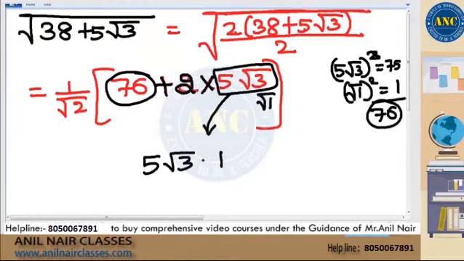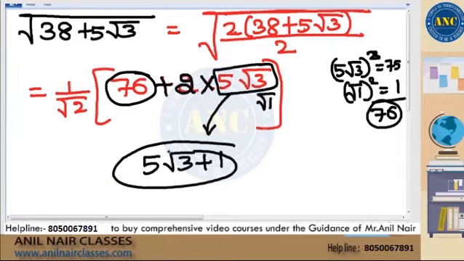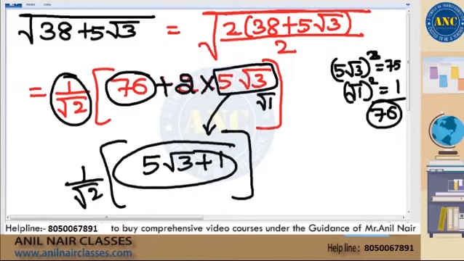Because I have plus here, write down plus. The answer is 5 root 3 plus 1 with this 1 by root 2. So 1 by root 2 times 5 root 3 plus 1 should be the final answer. If you do not have that 2 in the term in the question, multiply and divide by 2 to make it 2. I hope the idea is very, very clear.